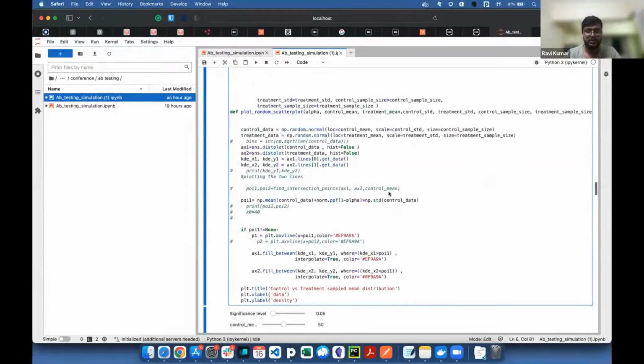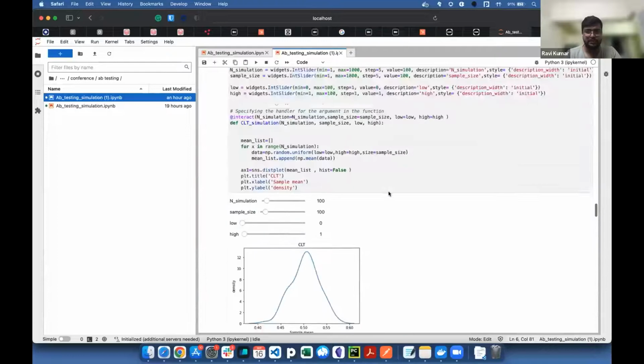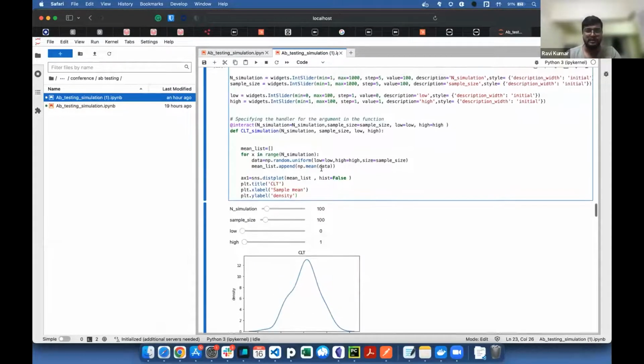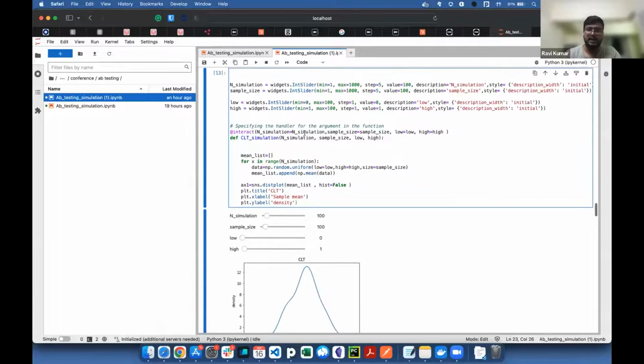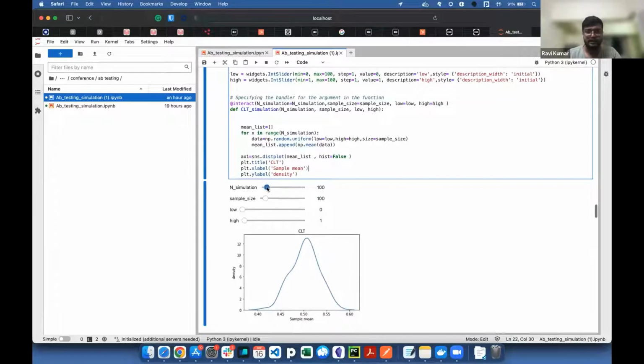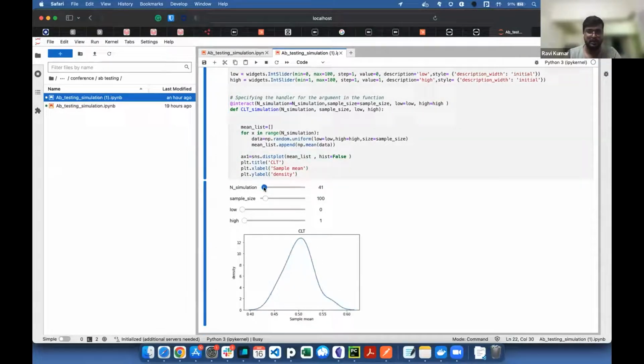It is a simple simulation for the central limit theorem where we are sampling from a simple unknown distribution. We are first decreasing the number of simulations and also decreasing the sample size here. So if you see here, I'm just increasing this.